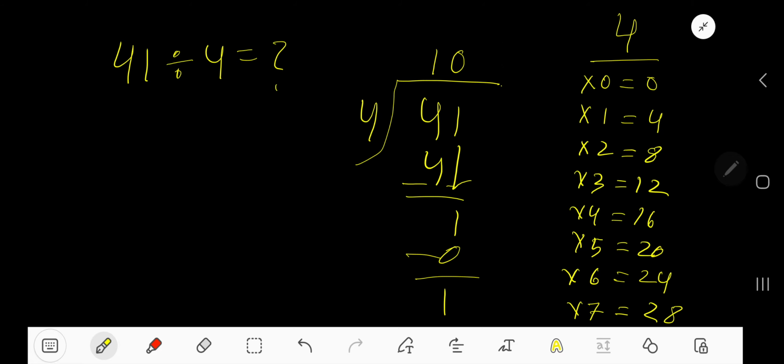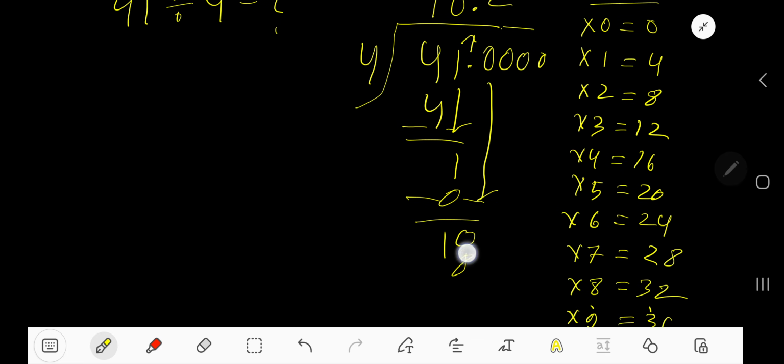If you want to write your answer in decimal form, then put a decimal here, add a number of zeros, and bring down the first 0. But before this 0, a decimal point must come in the quotient directly. 4 goes into 10 how many times? 3 times is 12, which is greater, so 2 times. So 2 times 4, 8.